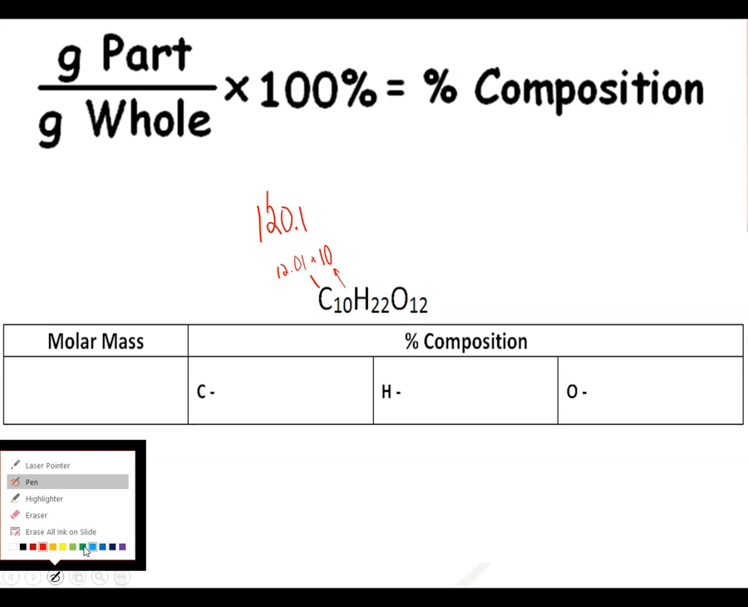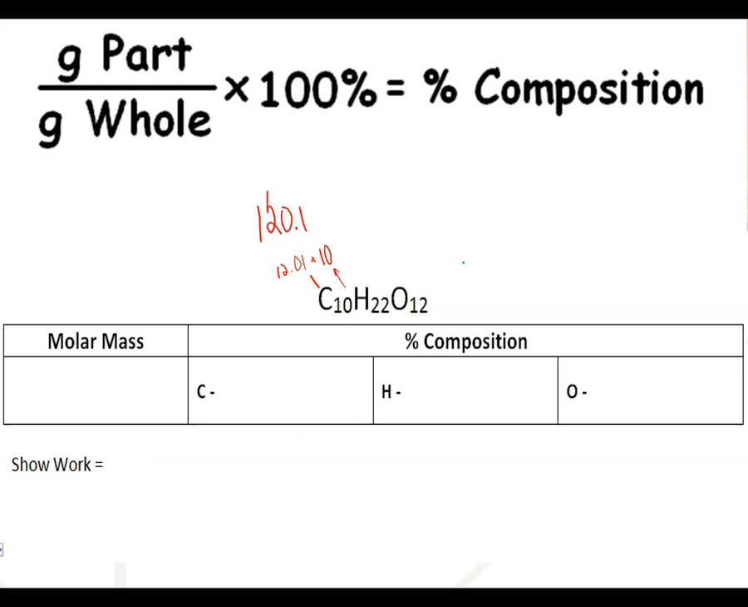Now we still need the parts of everything, so we're going to continue on. For hydrogen, according to the periodic table, hydrogen weighs 1.01. We're going to multiply that by the 22 that the problem gives us, because the problem is telling us we have 22 of those. That means our total mass of hydrogen is going to be 22.22.